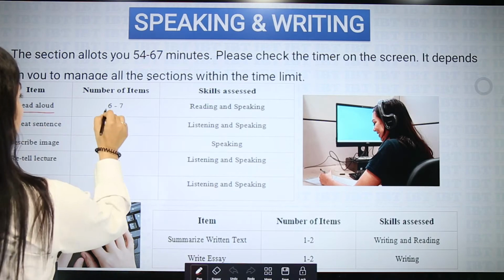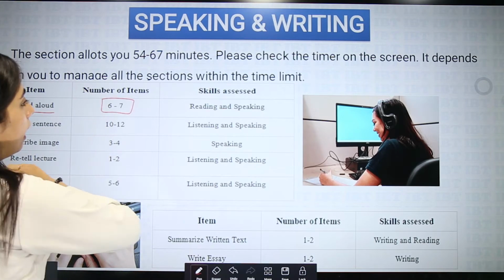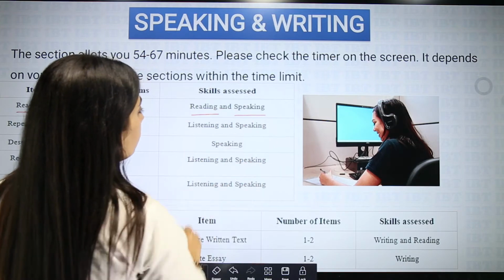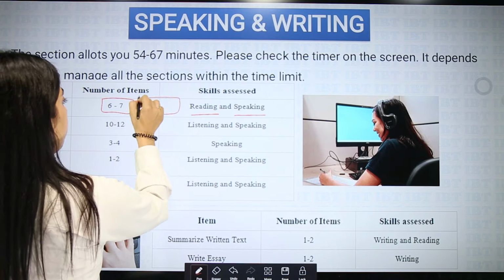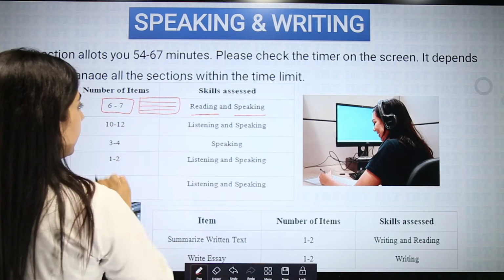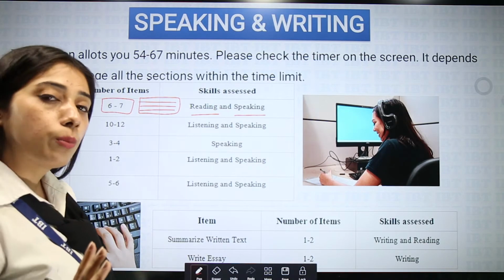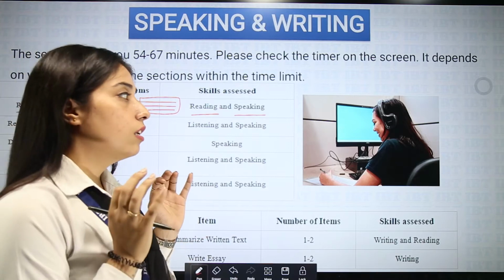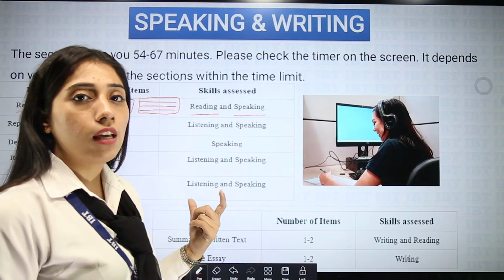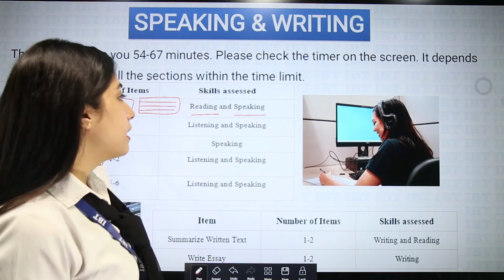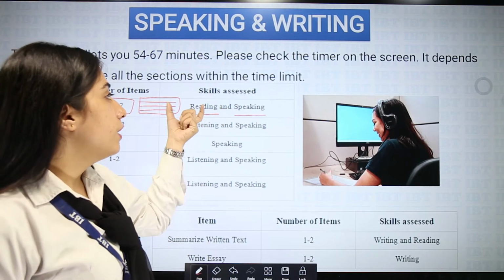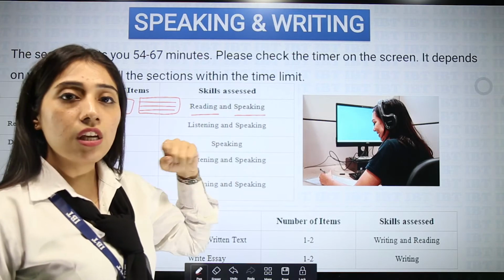In read aloud, you will get 6 to 7 questions, and your reading and speaking skills will be evaluated out of this question. What will happen here? There will be a passage in front of you of 2 to 3 lines, and you will be given 40 seconds to prepare for it. And then once the recording starts, you will start speaking that particular text which is there on your screen. Since you will be reading and speaking, this will evaluate your reading skills and speaking skills.